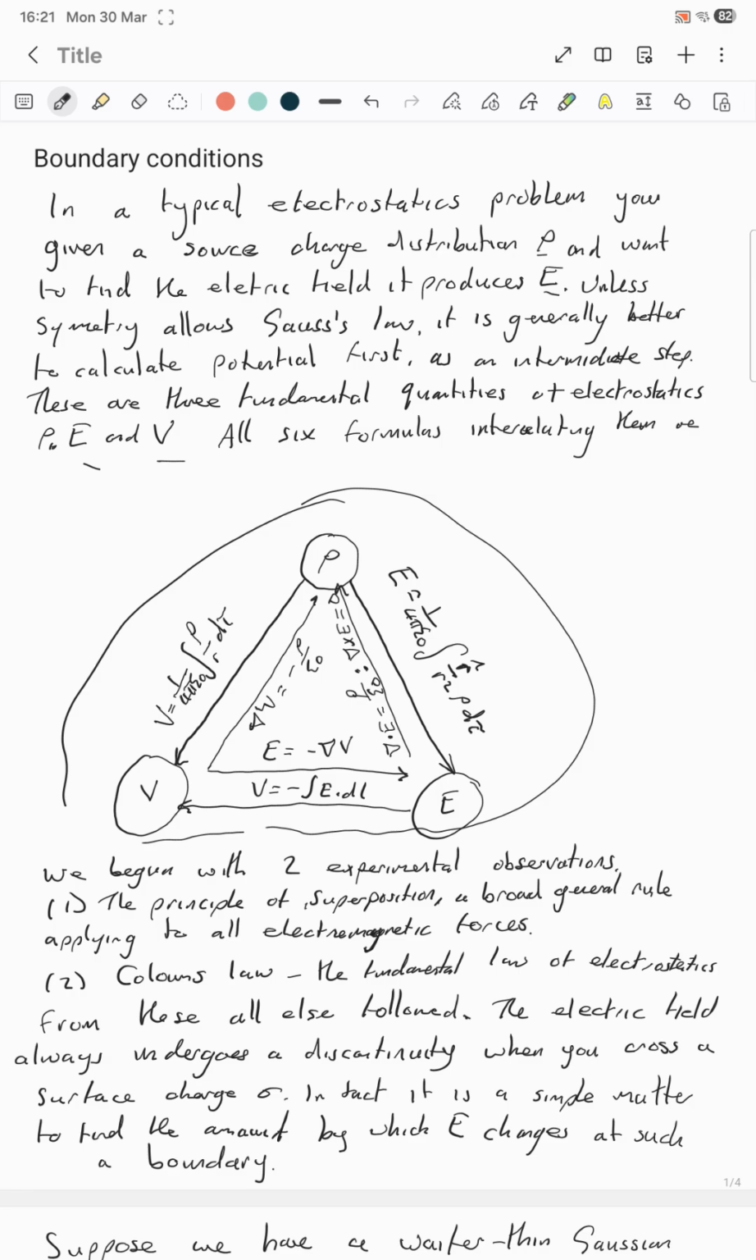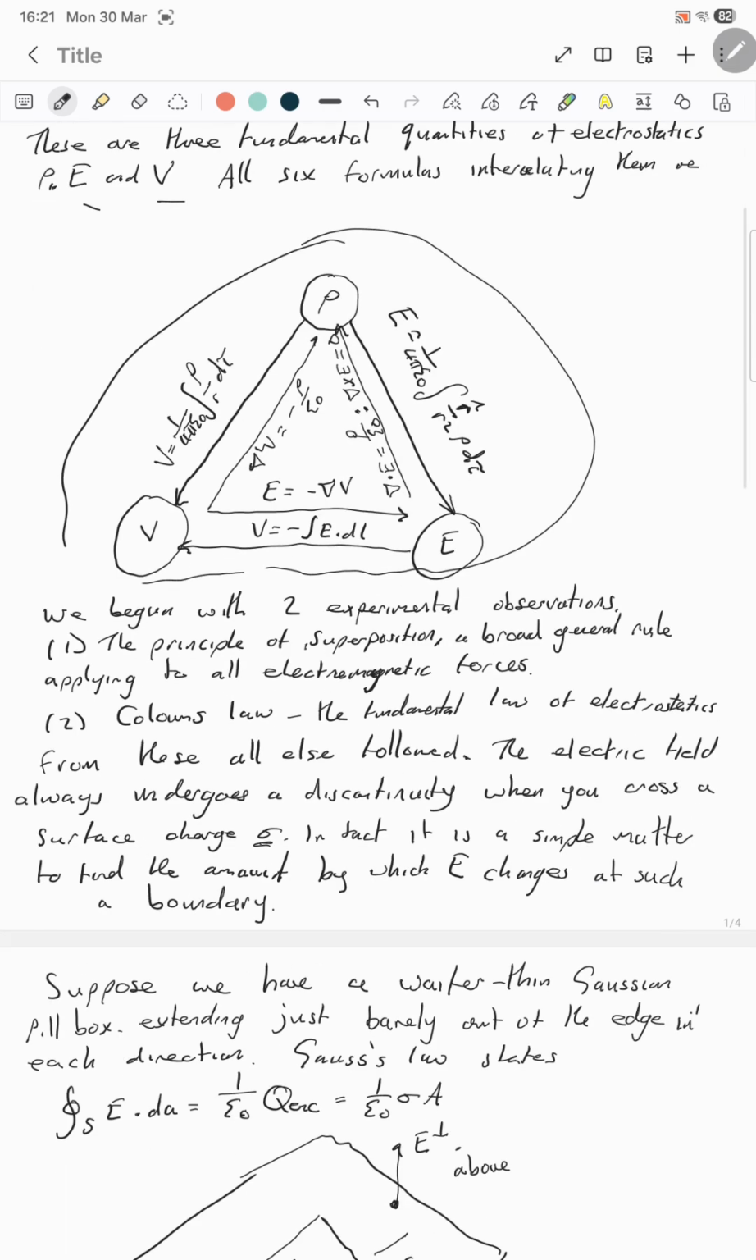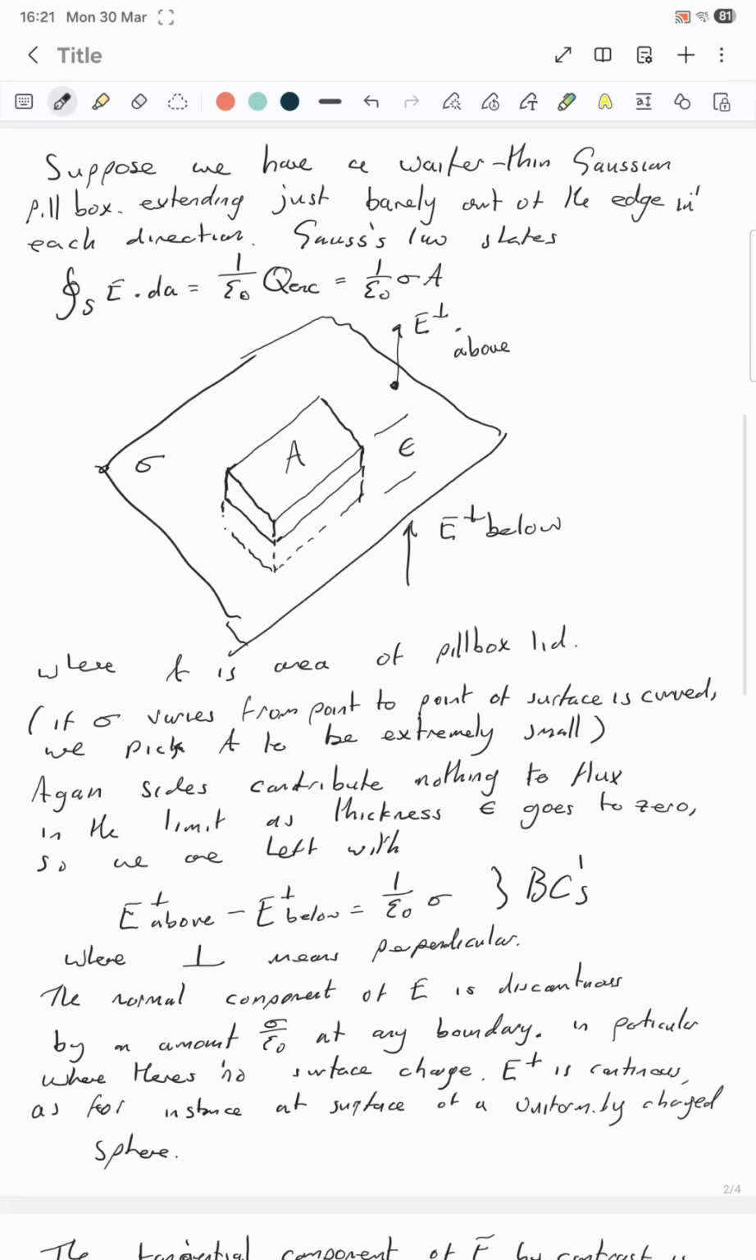Now, the electric field always undergoes a discontinuity when you cross a surface charge. In fact, it is a simple matter to find the amount by which the electric field changes at such a boundary. Now, suppose we have a wafer-thin Gaussian pillbox, like the example we were given before, extending just barely out of the edge in each direction. Gauss's law states this. Now, these signs here stand for perpendicular, and if we had E like that, it would be parallel.